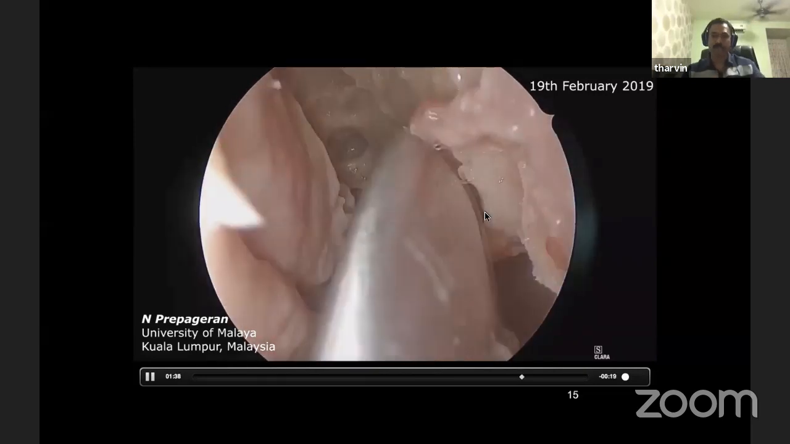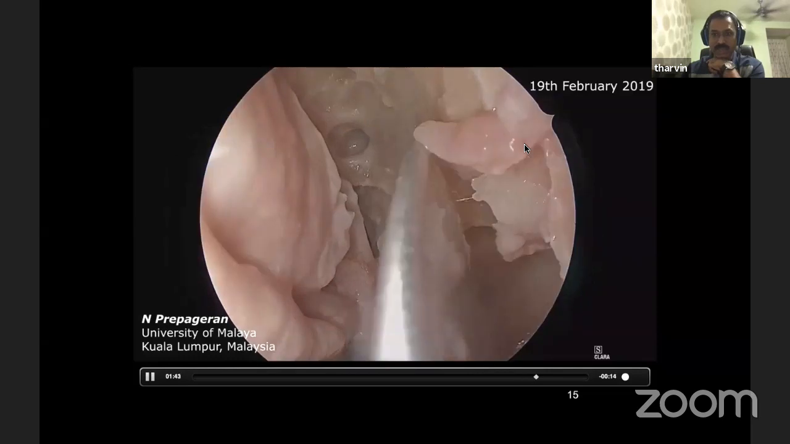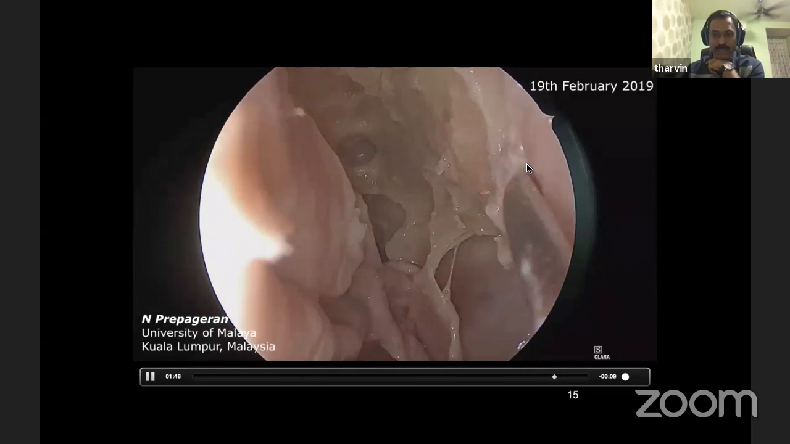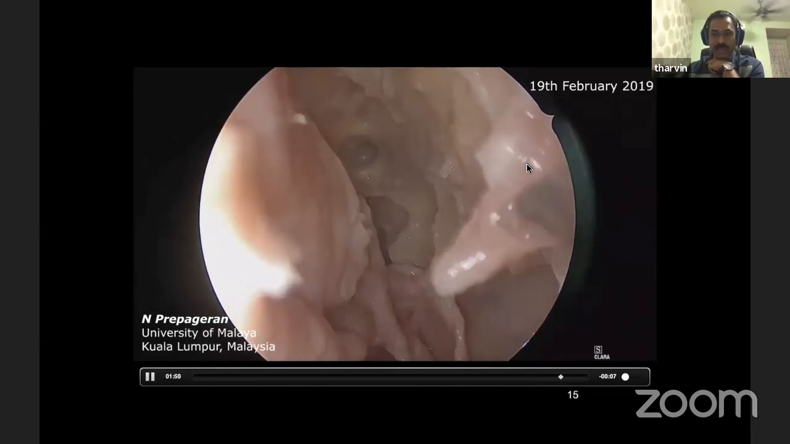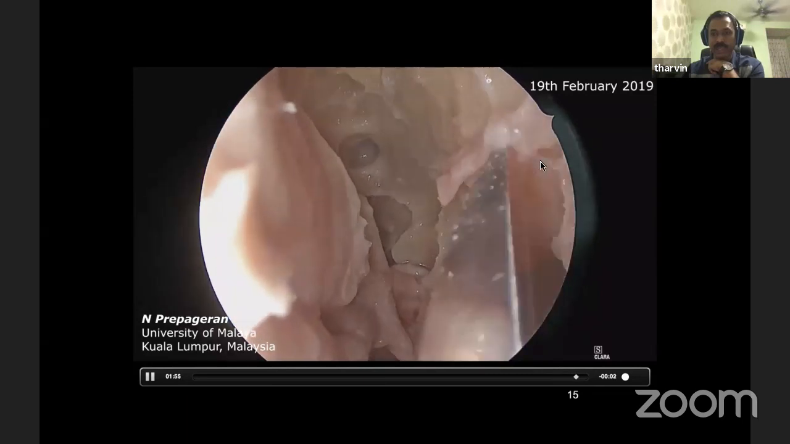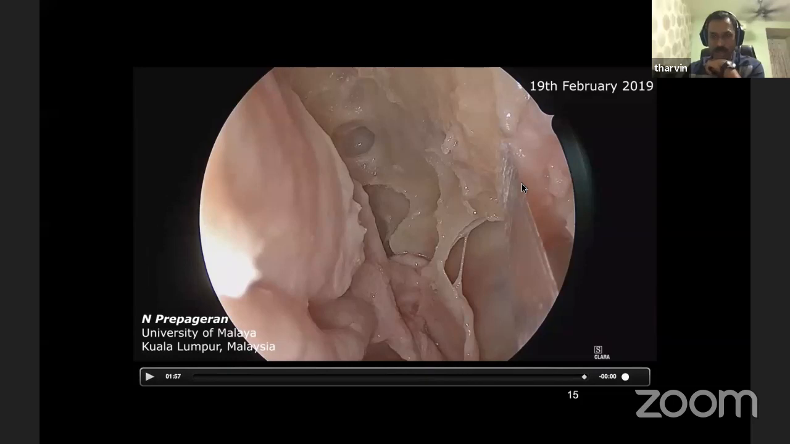Then what is important is we have to identify the nasolacrimal duct. You can see that's the nasolacrimal duct, and then we need to marsupialize this to make sure that we don't get any epiphora. So then by using a sickle, we can cut the nasolacrimal duct and marsupialize this, and this will avoid any epiphora as such.